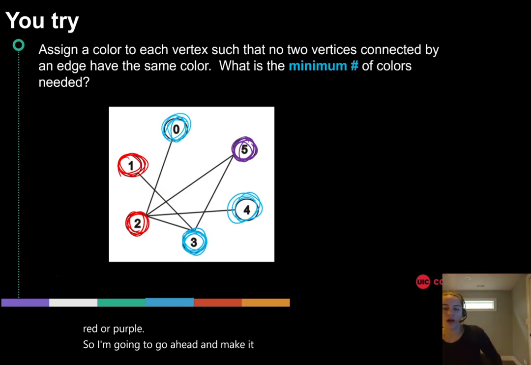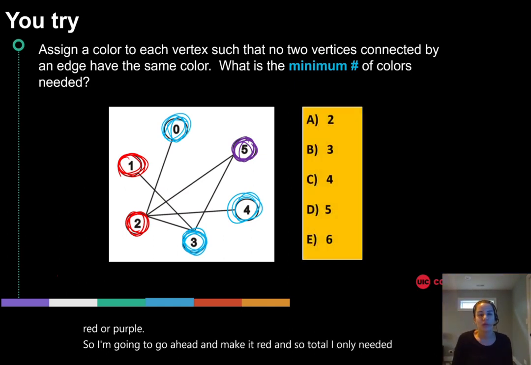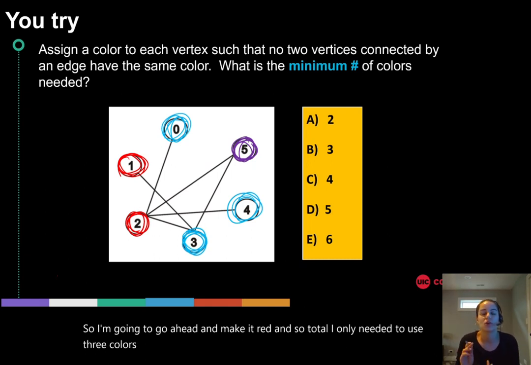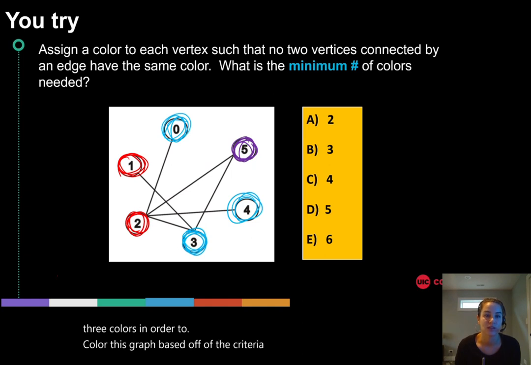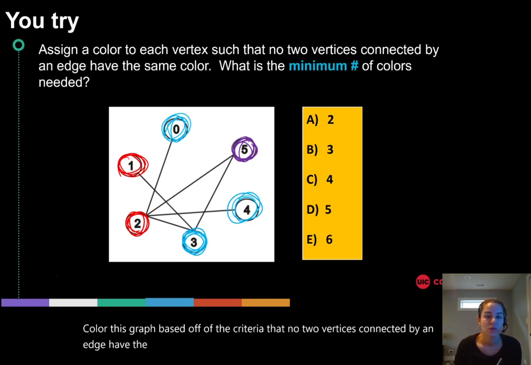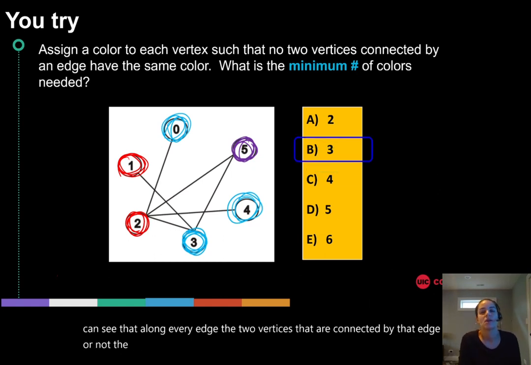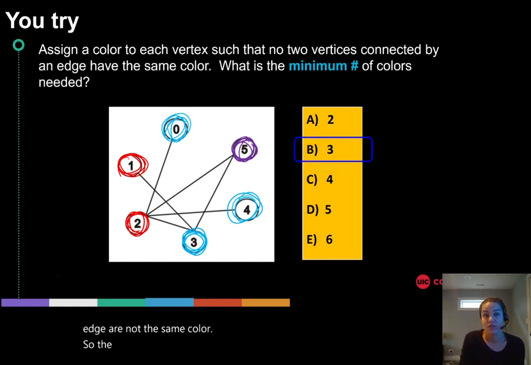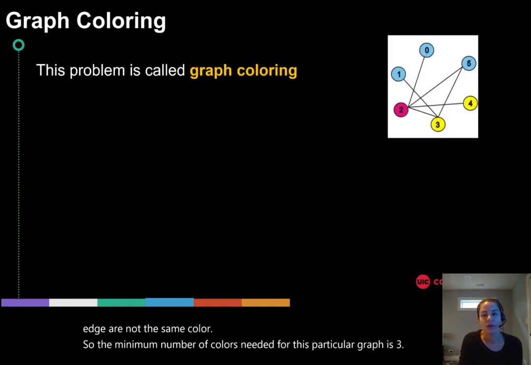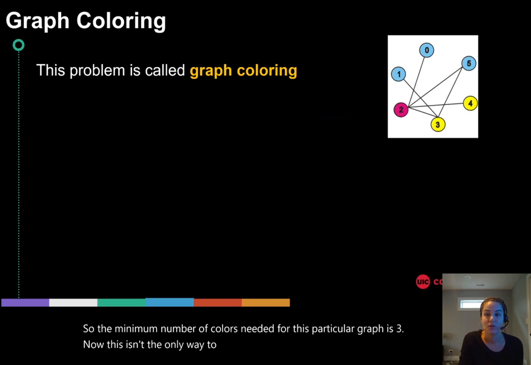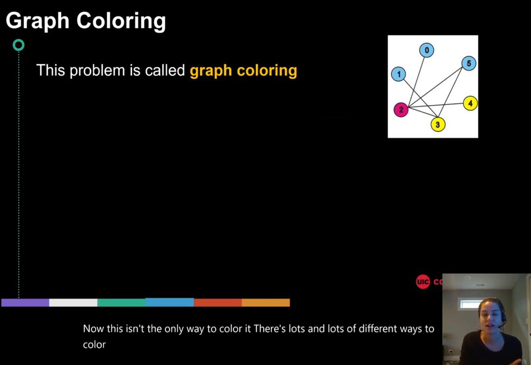And so total, I only needed to use 3 colors in order to color this graph based off of the criteria that no two vertices connected by an edge have the same color. So we can look through and check every edge, and we can see that along every edge, the 2 vertices that are connected by that edge are not the same color. So the minimum number of colors needed for this particular graph is 3. Now this isn't the only way to color it. There's lots and lots of different ways to color this graph via that criteria.